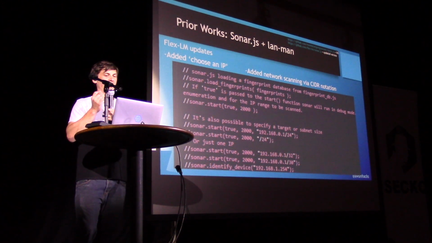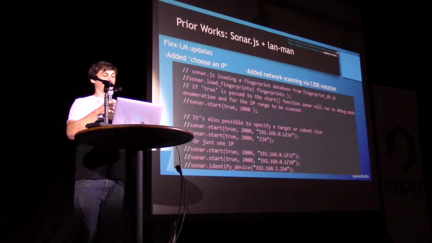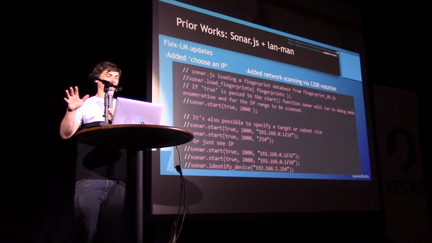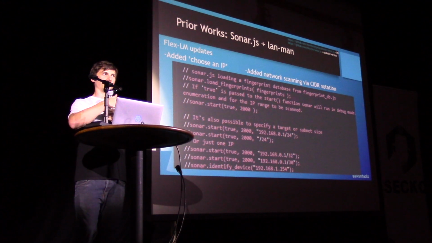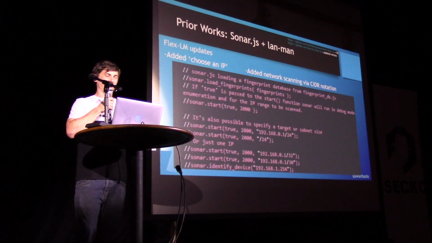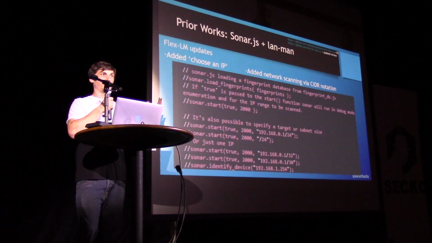FlexLM is someone that made a pull request. I don't think Sonar ever accepted it, but that request added the ability to actually just pick any range of addresses. So now I can just load up and tell Sonar to start on 10.0.0.1, regardless of what the local host is. So we can actually pick any network ranges. And the only thing that really hinders this is just the time that they spend on that web page.